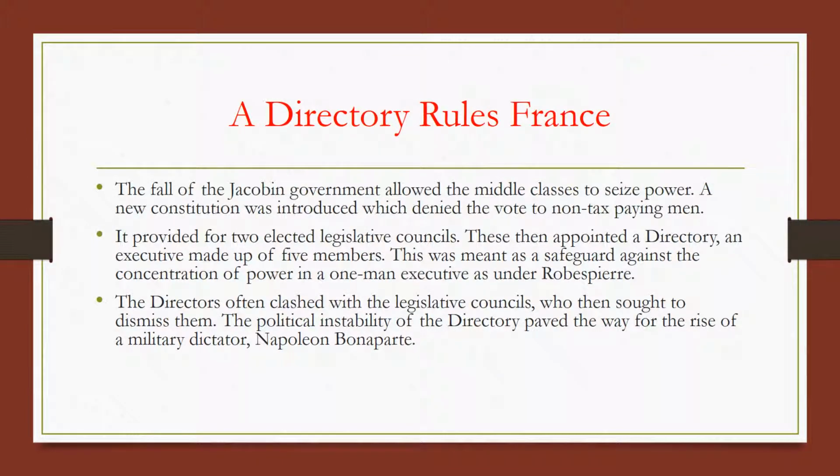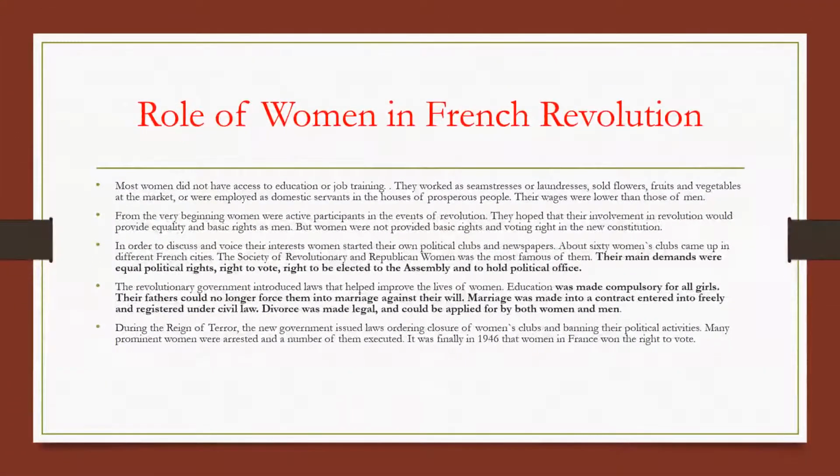The political instability of the Directory paved the way for the rise of a military dictator, Napoleon Bonaparte. Let us look at the role of women in the French Revolution. Most women did not have access to education or job training. They worked as seamstresses or laundresses, sold flowers, fruits and vegetables at the market, or were employed as domestic servants in the houses of prosperous people.